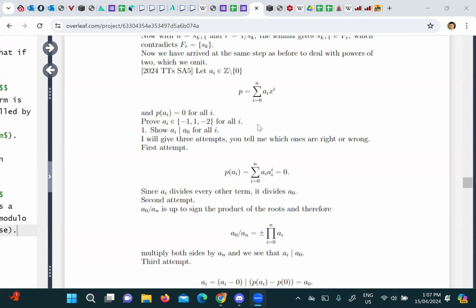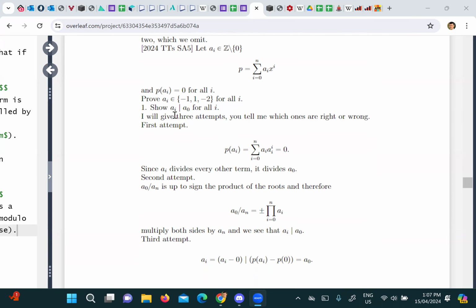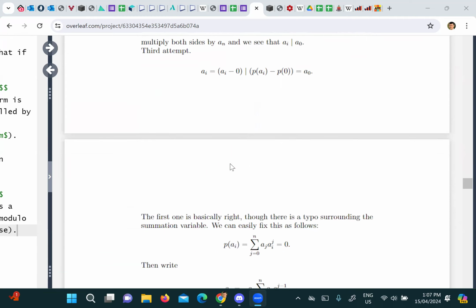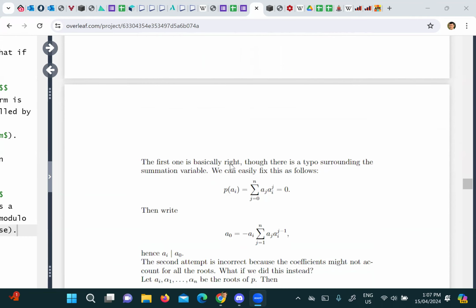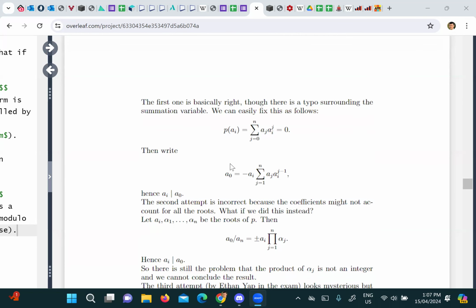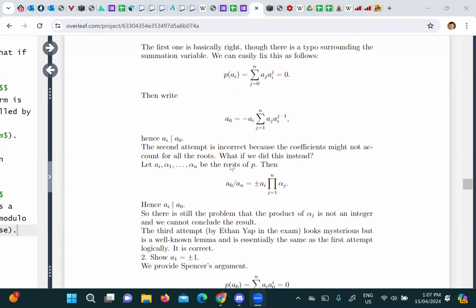So some pretty good ideas. I won't go through all the details, but basically you can show that all the coefficients divide the constant term by just subbing in the condition. And so the constant term is essentially the biggest coefficient in absolute value. And so if you sub in the constant term, it actually gives us a lot.